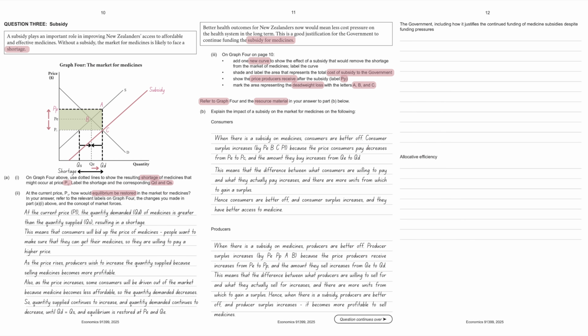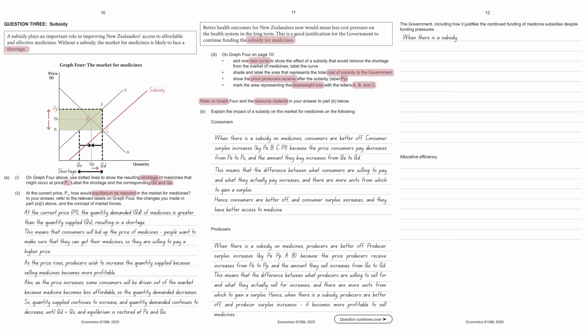So the next question is about the government. A typical format that they ask is that they ask all four of these parties, consumers, producers, the government, and allocative efficiency, and then one of them they ask you something a little bit more specific. So in this question they've asked, including how it justifies the continued funding of medicine subsidies despite funding pressures so that the government has to pay the subsidy. So that's saying the government has to pay the subsidy, and how can we justify them paying that subsidy?